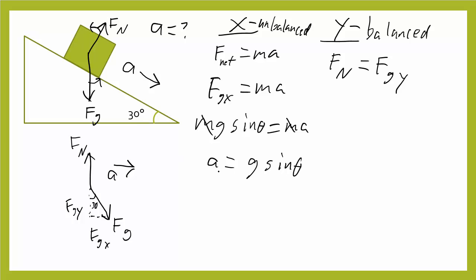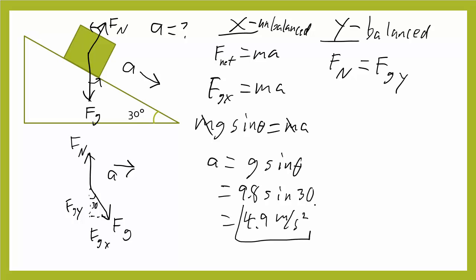So, only if there's no friction, then you get this nice simple equation here. G is 9.8 sine of theta. That's 30 degrees. Sine of theta is a half, so this is 4.9 meters per second squared.